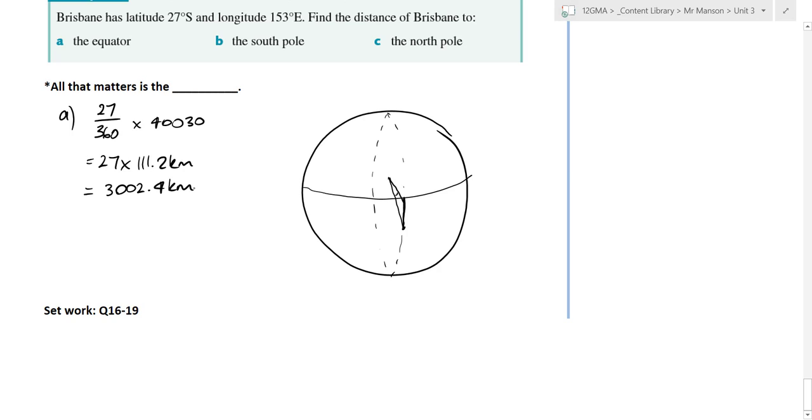So that's A. Now the second one is to the South Pole. We're still in the same great circle. The South Pole is here. So if this bit here is 27 degrees, what's this bit? We're talking about this segment.